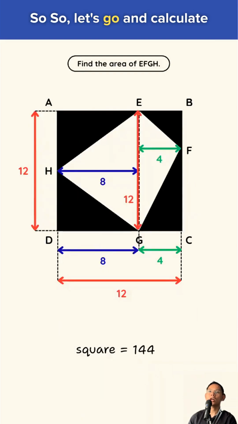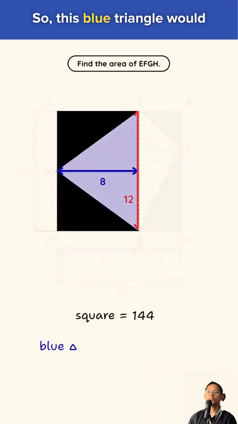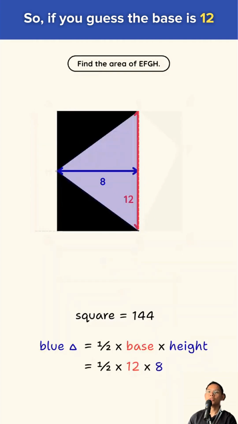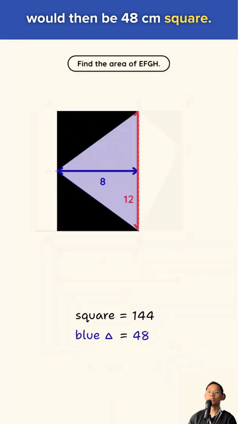So let's go and calculate this blue highlighted triangle. So this blue triangle would just be half times base times height. Can you guess what's the base and height? So if you guess the base is 12 and the height is 8, then you're right. So the blue triangle area would then be 48 centimeter square.